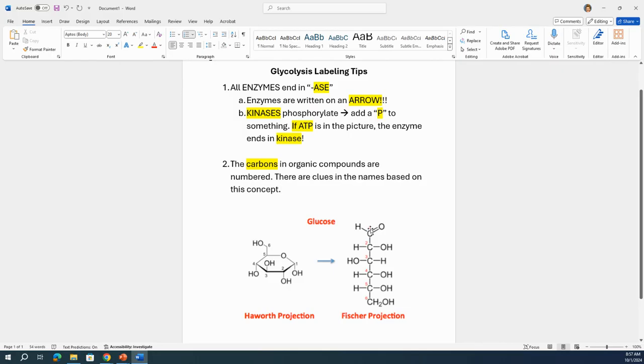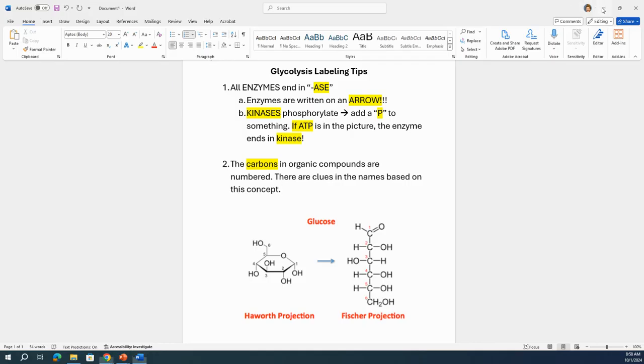Sometimes you'll see them drawn as chains. The carbon number 1 is always going to be at the top, and then they go down 2, 3, 4, 5, and 6. Okay. So I just want you to be aware that the numbers of the carbons are going to be important because they're actually going to help you in naming some of these products, okay? And I'm going to point that out as we go through the diagram.